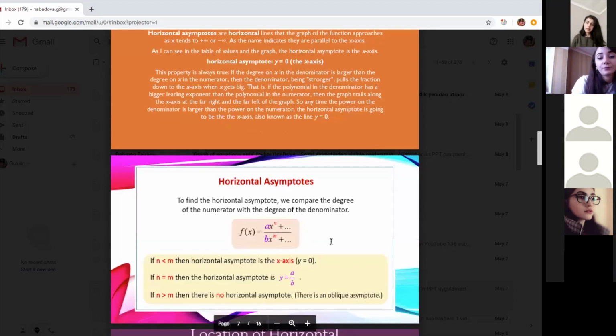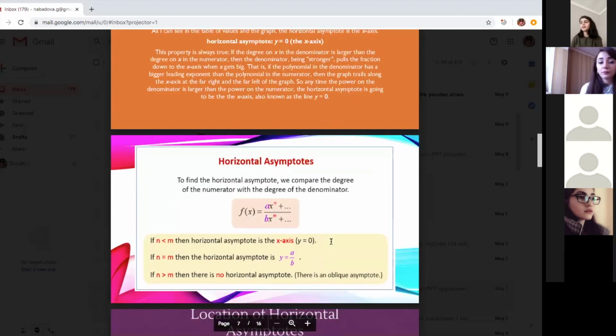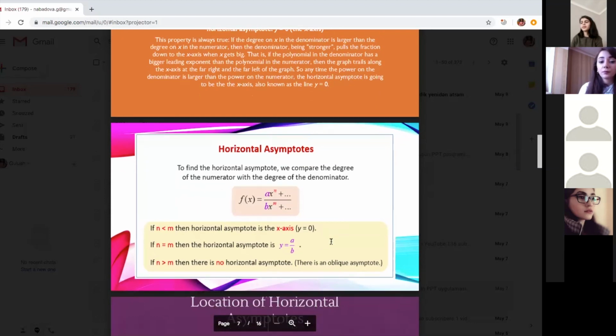To find the horizontal asymptote, we compare the degree of the numerator with the degree of the denominator. If n is less than m, then the horizontal asymptote is the x-axis, y is 0. If n is equal to m, then the horizontal asymptote is y equal to a over b. If n is greater than m, then there is no horizontal asymptote.